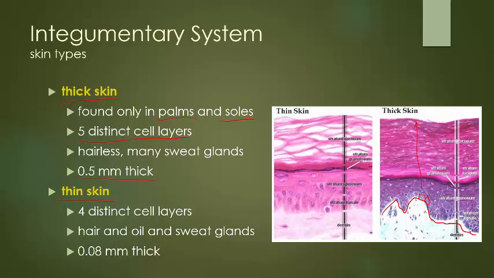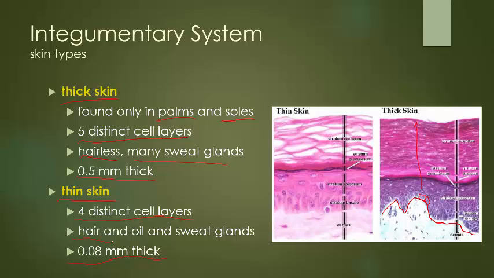Thick skin, if you look at your palms and your soles, you would see that it's hairless and has lots of sweat glands, as anybody who's ever gotten nervous probably remembers. Thin skin, on the other hand, has only 4 distinct cell layers, and it is much thinner, about 8/100ths of a millimeter thick. And it has hair on it, so everywhere on thin skin we see hairs. It may be very sparse in some areas, and it may be heavier in others.